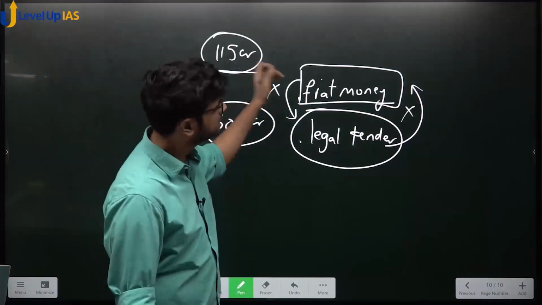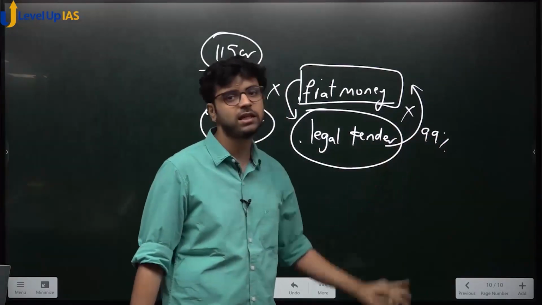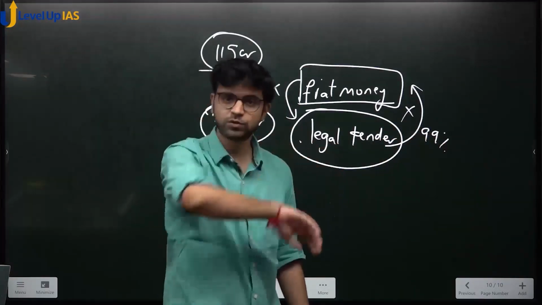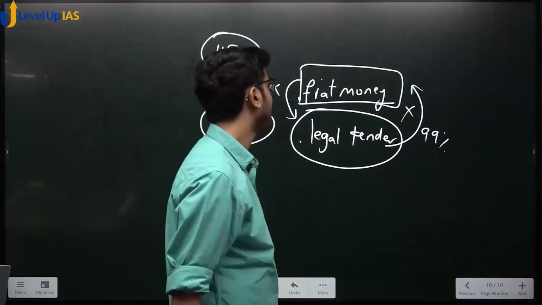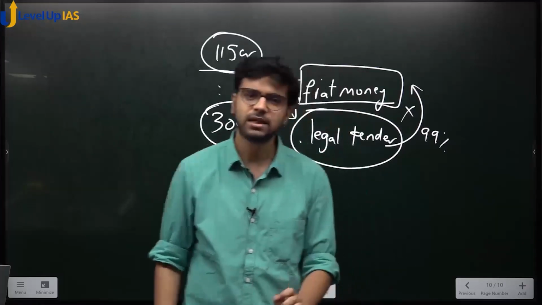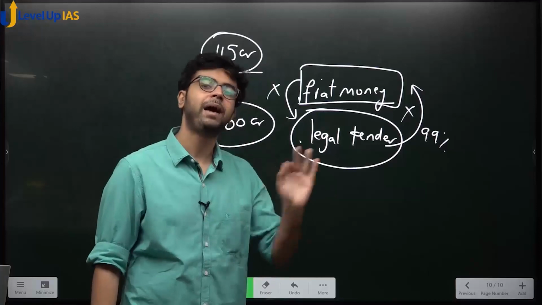Up to 115. Above that, be it 99% it might be fiat money, but 91% is still not fiat money. Okay? Many books don't write this fact, they just generalize things. So you need to know the concept between fiat money and legal tender money. Simple concept, forget all this. Fiat money is nothing but money which is not backed by reserves.